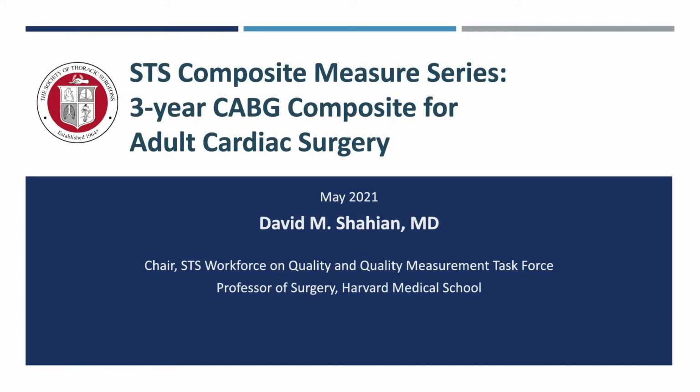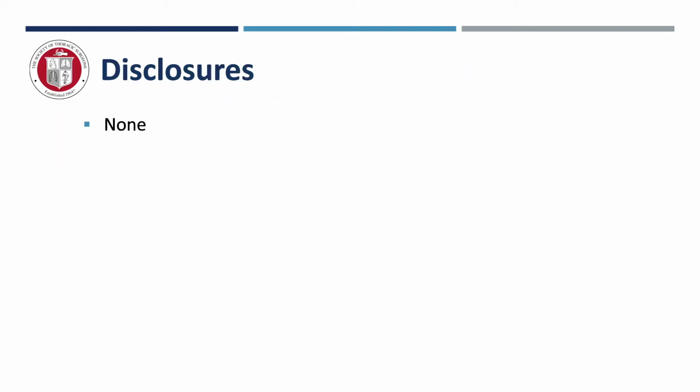My name is Dave Shahian, and I chair the STS Quality Measurement Task Force and the Workforce on Quality. In this brief webinar, I'd like to describe an important change we're making to the methodology used to estimate performance scores and star ratings for the STS Composite measure for isolated CABG, the first of our portfolio of composite quality measures. I have no disclosures.